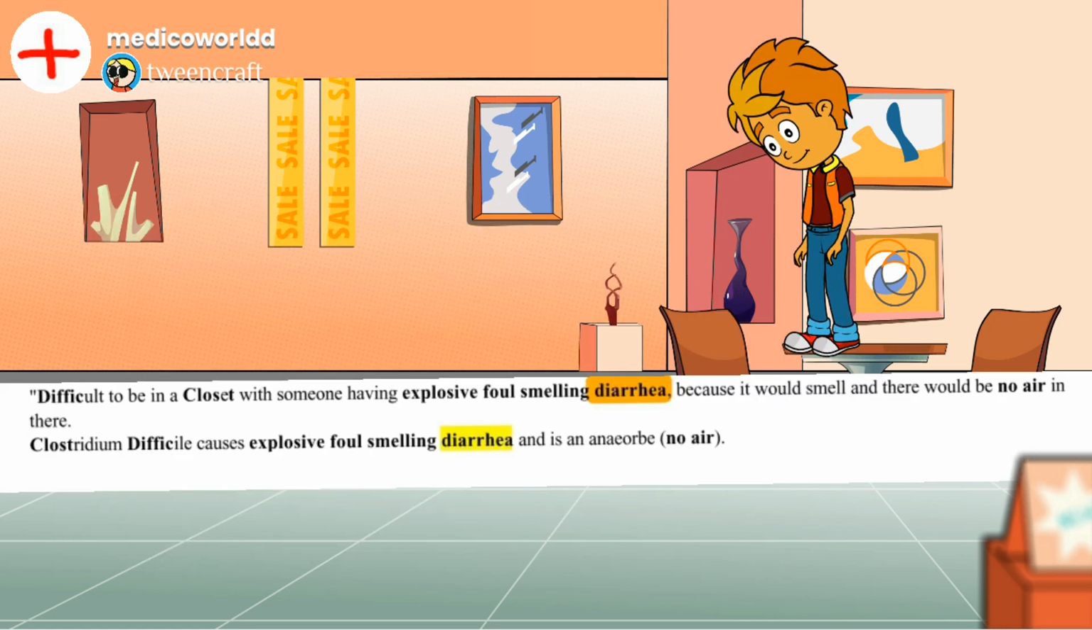Now, Clostridium difficile causes explosive foul-smelling diarrhea, and Clostridium difficile are anaerobes, and anaerobes don't require air for growth. Now, antibiotic-associated diarrheas are caused by Clostridium difficile bacteria. And Clostridium difficile bacteria are anaerobes.